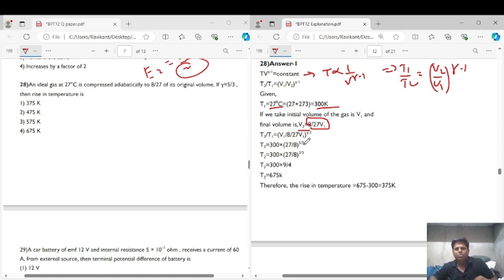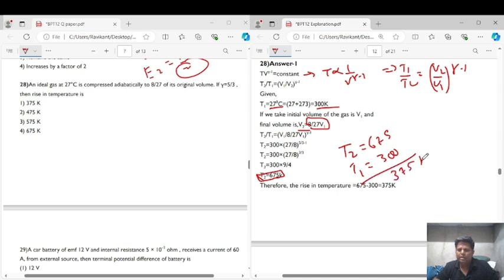Now putting these values and calculating, we get T2 is equals to 675 Kelvin, and T1 is equals to 300 Kelvin. So the rise in temperature will be equals to 375 Kelvin, right? This is the change in temperature, or you can say the rise in temperature. So the correct answer for question number 28 is 375 Kelvin, that is option 1, right?